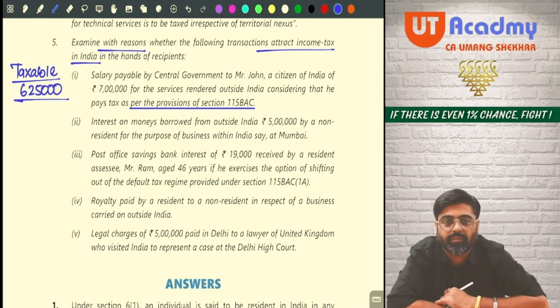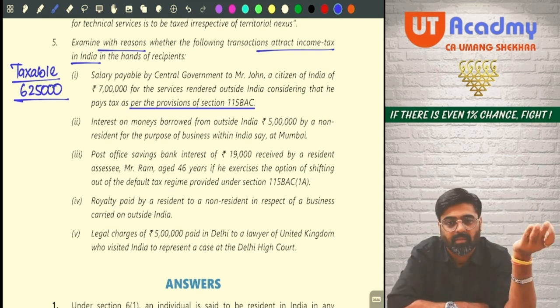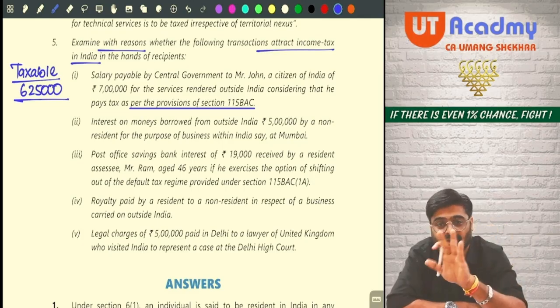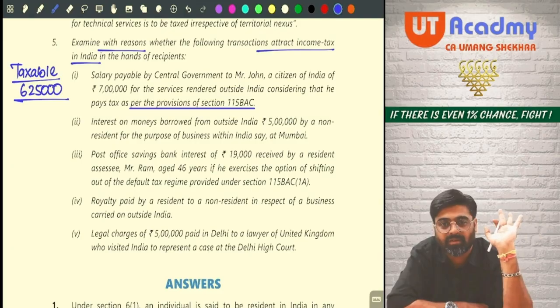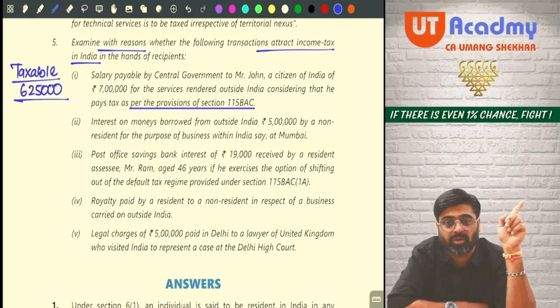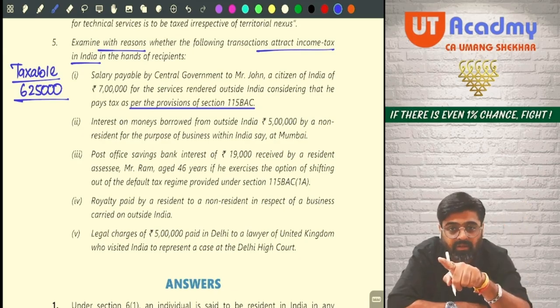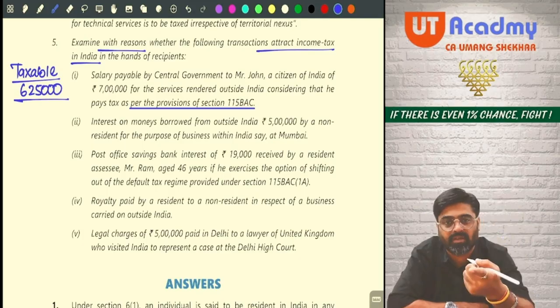Yes or no? So what reason will you give? You will give that this income is covered by section number 9. It is deemed to accrue or arise in India, hence it is taxable. But we are taxing it after taking standard deduction of 75,000 because he is following 115BAC. That answer you are supposed to write in your own language. Okay. Go and check the solution. In the solution you will get the same answer: taxable 6,25,000, and the reason will be the same which we have discussed now.